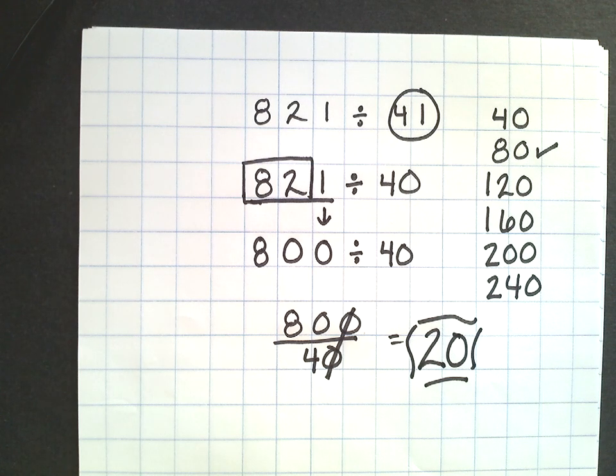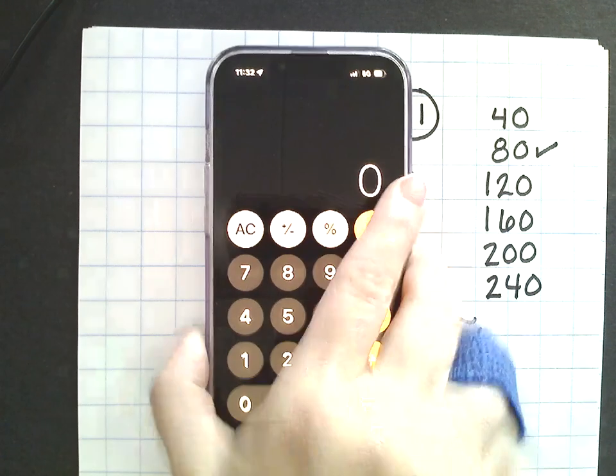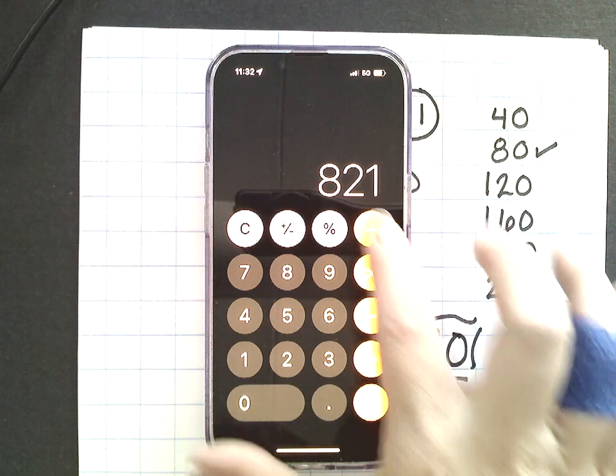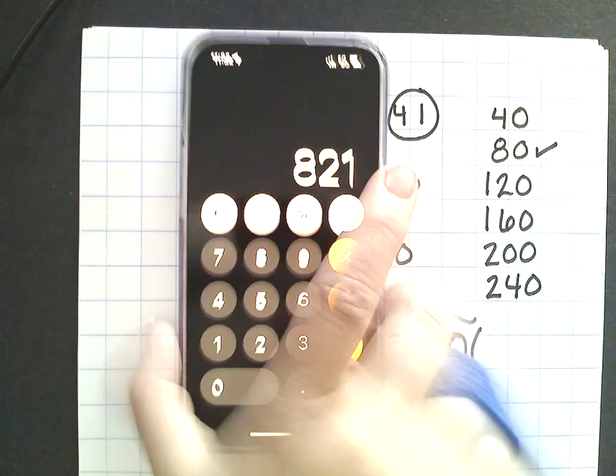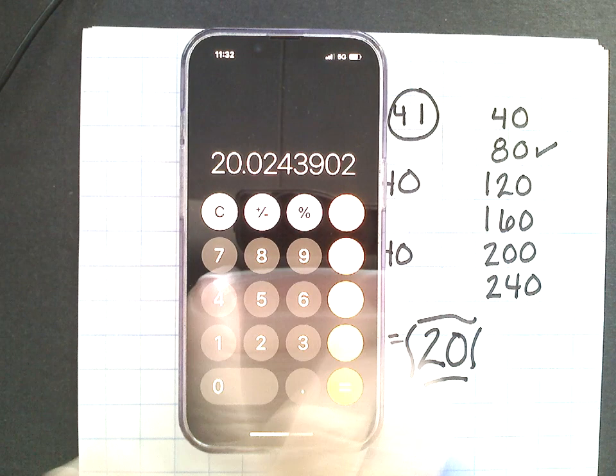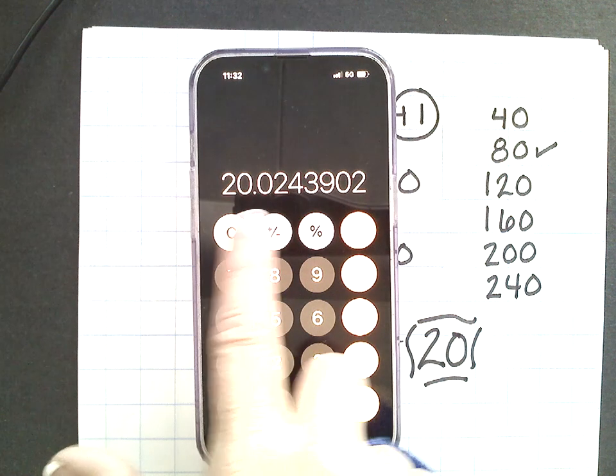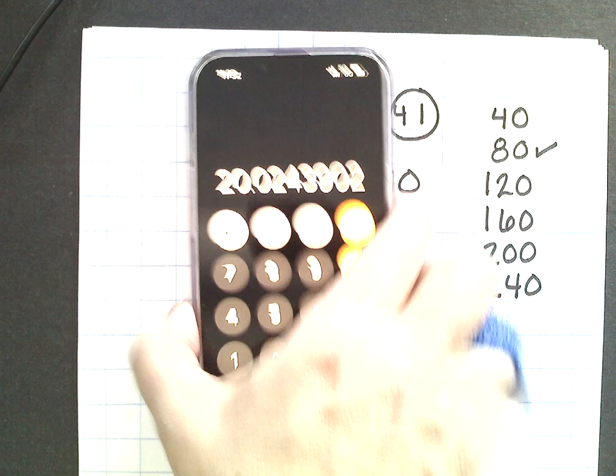And I always like to then see how close our estimated quotient is by taking a look at it on a calculator. So 821 divided by 41, and our quotient, look at the whole number, it's 20, and our estimation was 20.